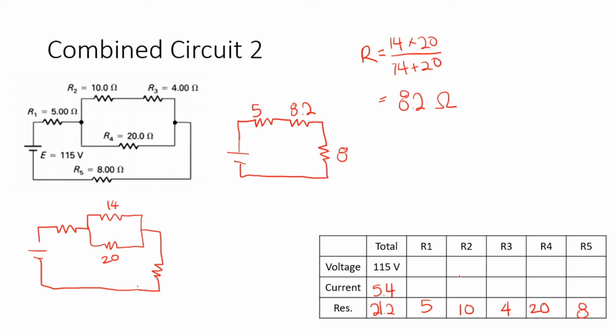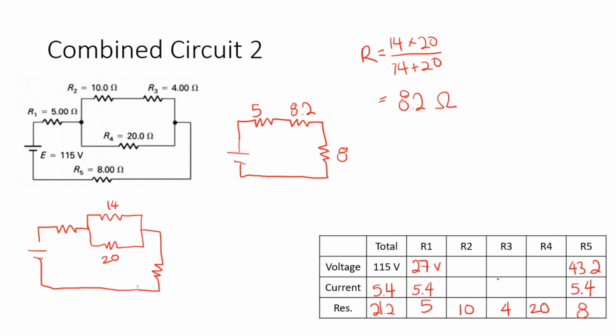Okay, now I look at my picture. Who gets 5.4? Anyone who's in the outermost circuit in series gets 5.4. So I look and I see R1 is a plain old series resistance. It gets that. And I see that R5 is plain old, so it also gets that. Then I do some math. 5 times 5.4 gives me 27 volts here. 8 times 5.4 gives me 43.2 volts.